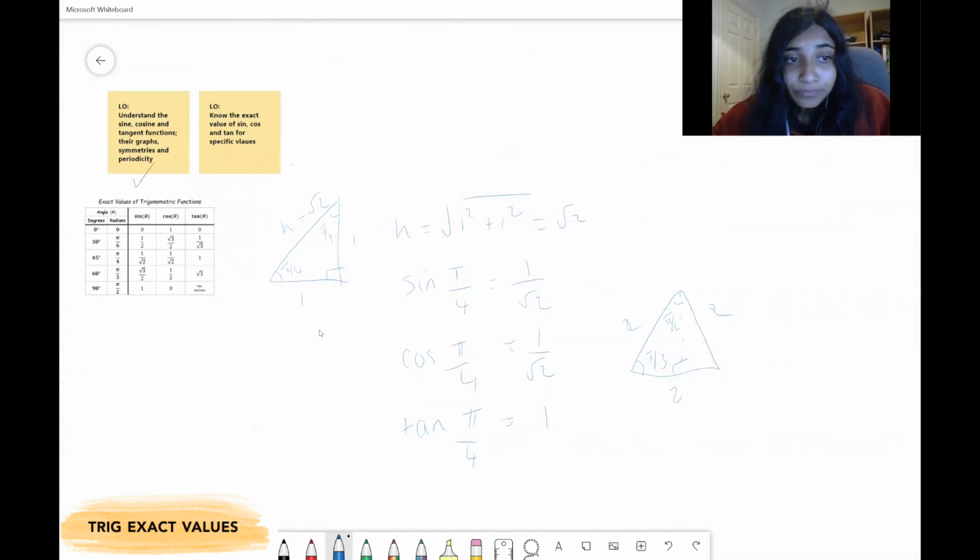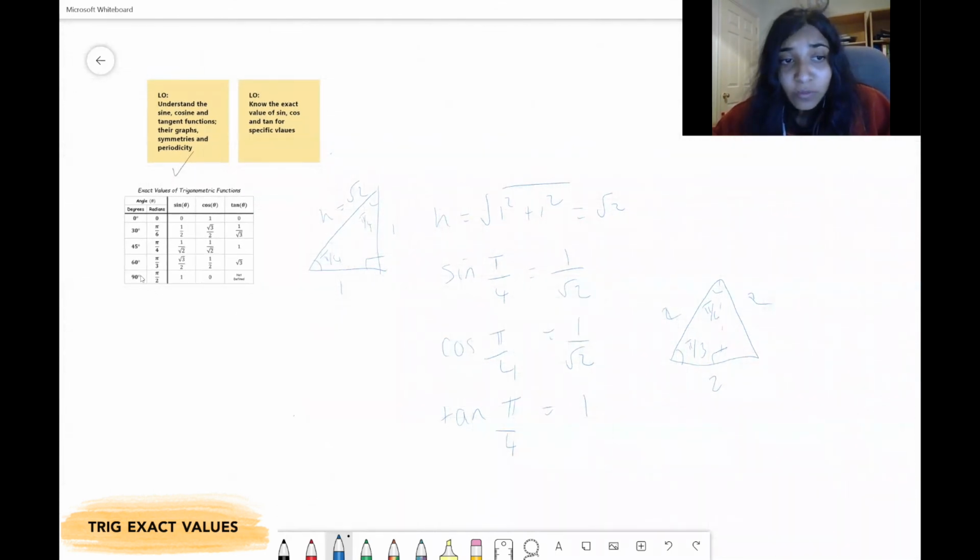So if you did want to work out pi over 2 or 0, you can just do that using the graphs. You just find what value it is at 90 degrees and at 0 degrees. So these are all the exact values of sine, cos, and tan that you need to learn. Remember, if you do forget them in the exam, you can just use the triangle methods to derive all of them. So now let's see if we can apply this to a practice question.